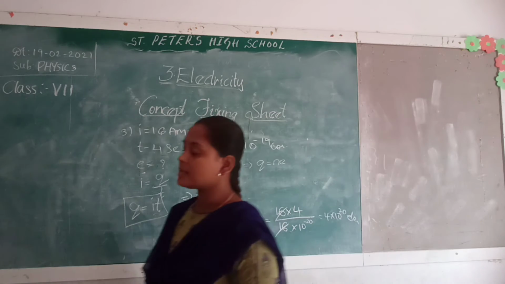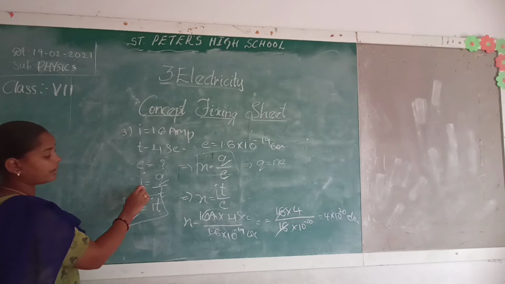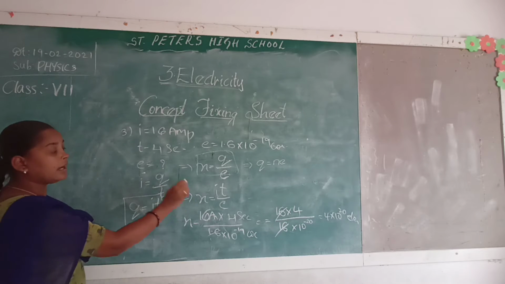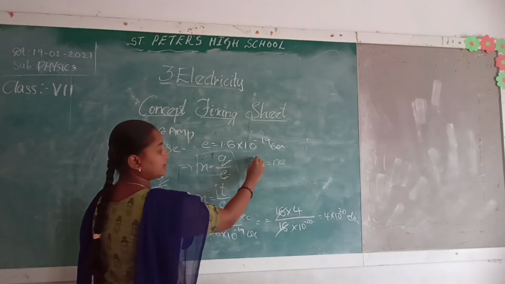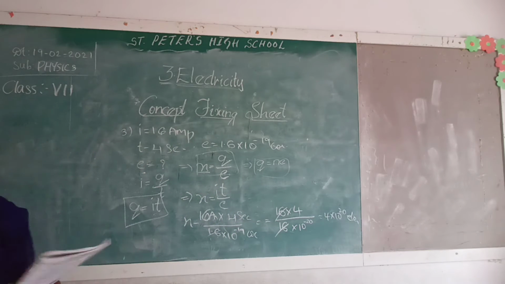Remember these two formulas. Q is equal to I into T, which is obtained from the current formula I is equal to Q by T, and Q is equal to N E. From this we can find out the number of electrons.